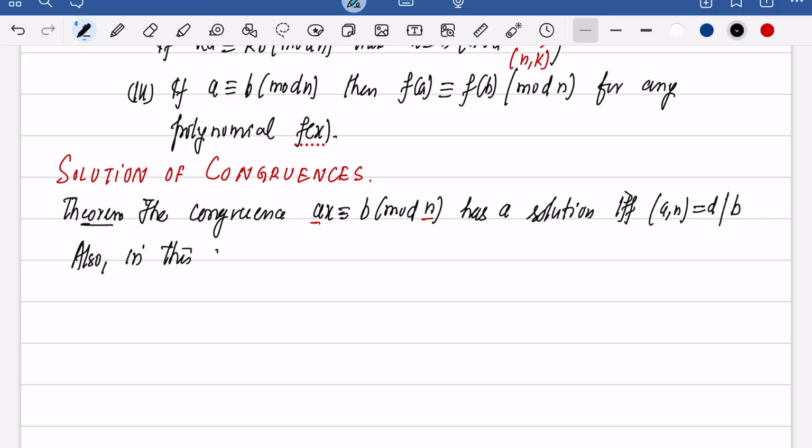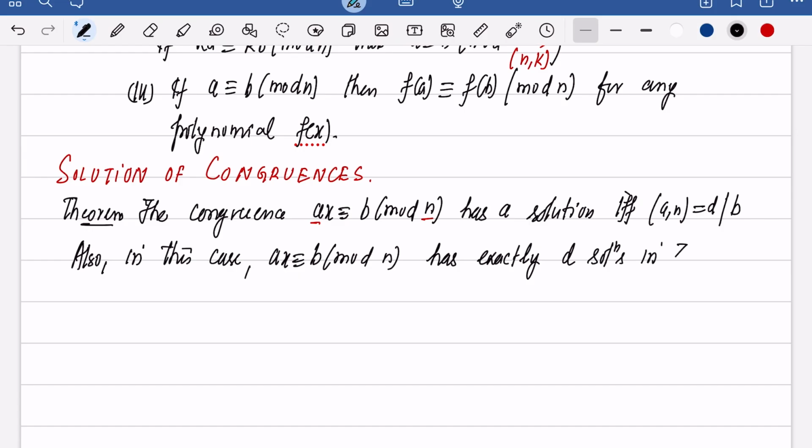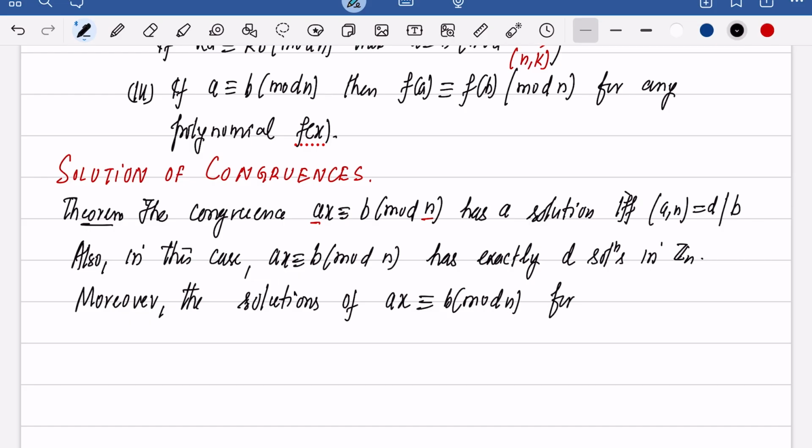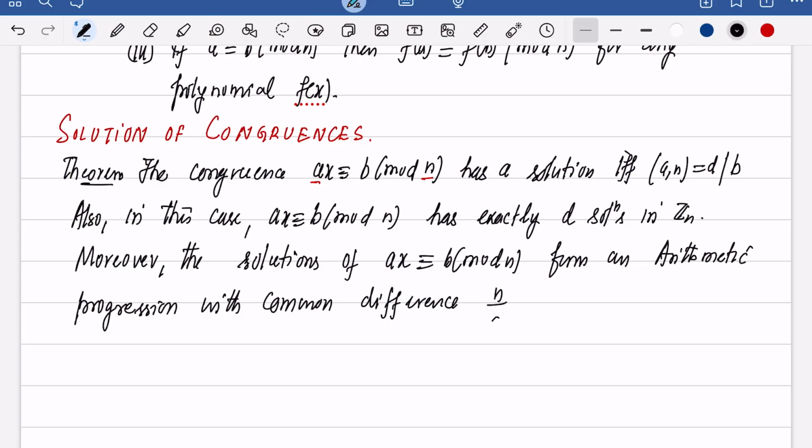Also in this case, Ax congruent to B modulo n has exactly d solutions in Zn, which we can also read like this: Ax congruent to B mod n has exactly d solutions modulo n, or d incongruent solutions. Moreover, the solutions of Ax congruent to B modulo n form an arithmetic progression with common difference n by d, where n is the modulus and d is the GCD of A and n.